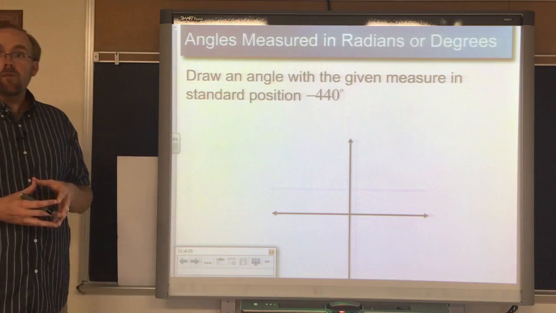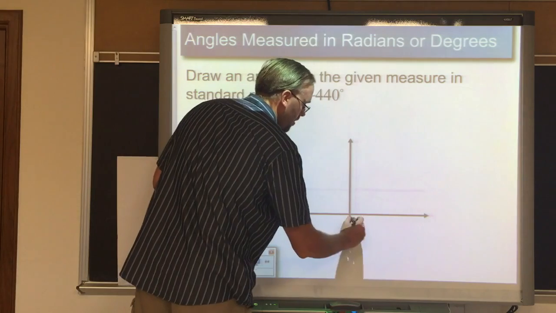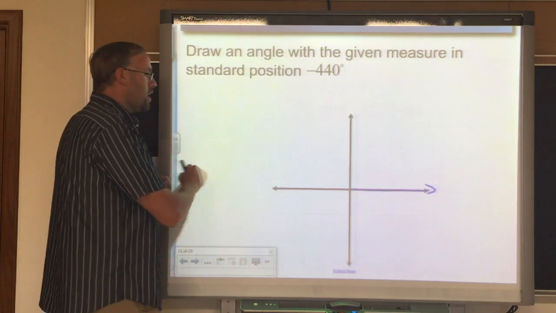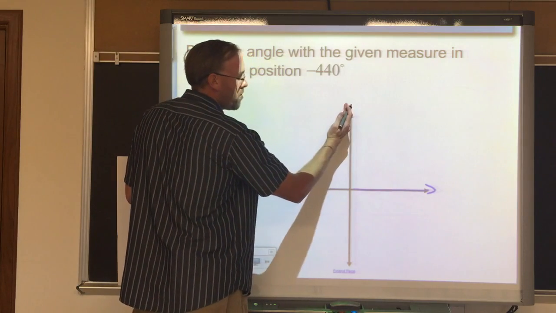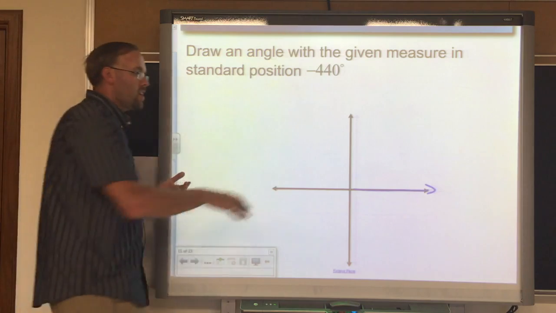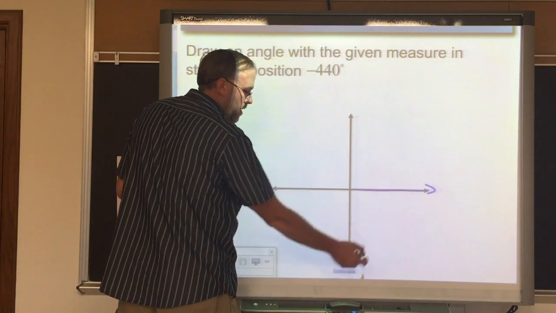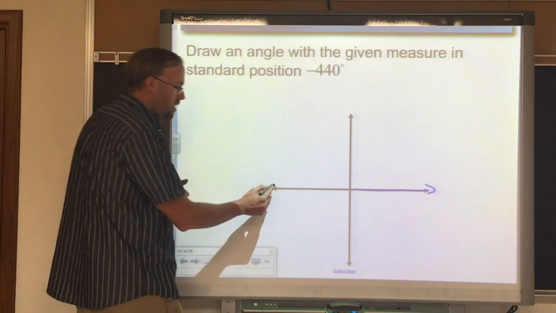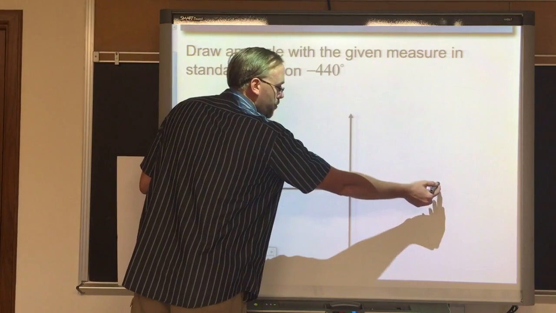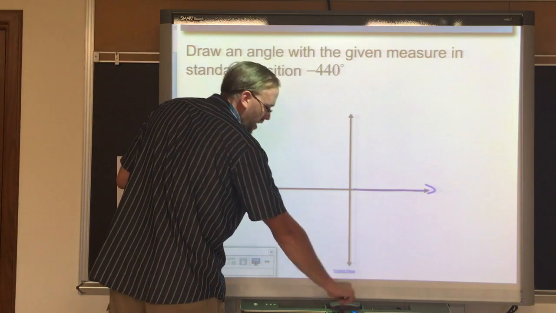Negative angles are also possible. When we have a negative angle, we still start on the positive x-axis. However, a positive angle is going to rotate up this way. So a negative angle is just going to rotate in the opposite direction. It's going to rotate down. So let's see. This will be negative 90, negative 180, negative 270, negative 360. Got to keep going. Negative 450 is right there.